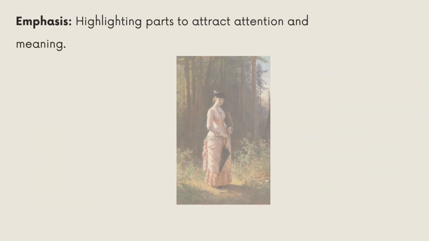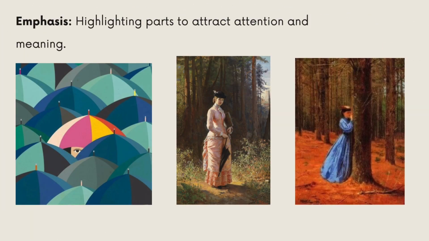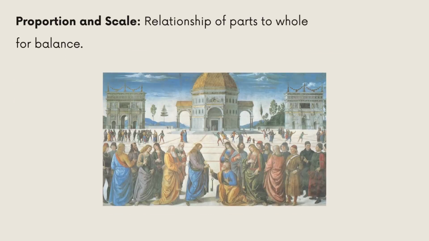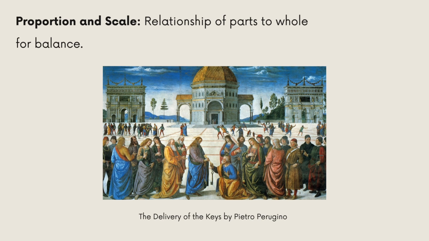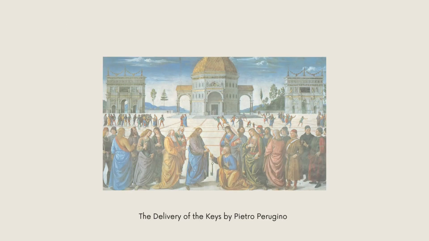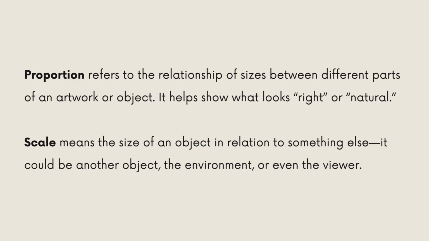The next one is emphasis. Emphasis draws attention to the most important part of an artwork. It's the focal point, where your eyes go first. Artists use color, contrast, or placement to highlight this key area, guiding the viewer's attention. For the next slide, proportion and scale. Proportion refers to the relationship of sizes within an artwork, making sure everything looks natural and realistic. Scale, on the other hand, compares the size of one object to another or to the whole composition. Together, they help create balance and a sense of depth.